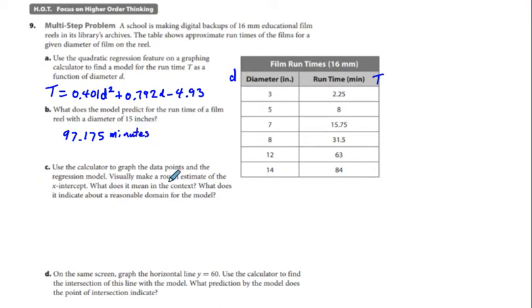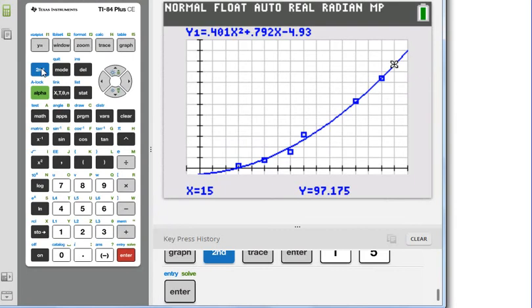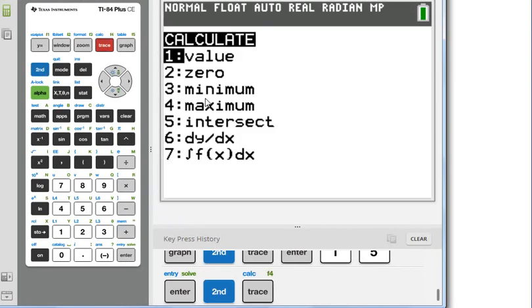It says use the calculator to graph the data points, which I've already done, run the regression model, and make a rough estimate of the x-intercept. What is the x-intercept? Well, let's see what we can find here. Go to the calculator. The x-intercept is where the graph crosses the x-axis. I can find that by going second trace, and there are a number of ways we can do that. I'll show you one way first.